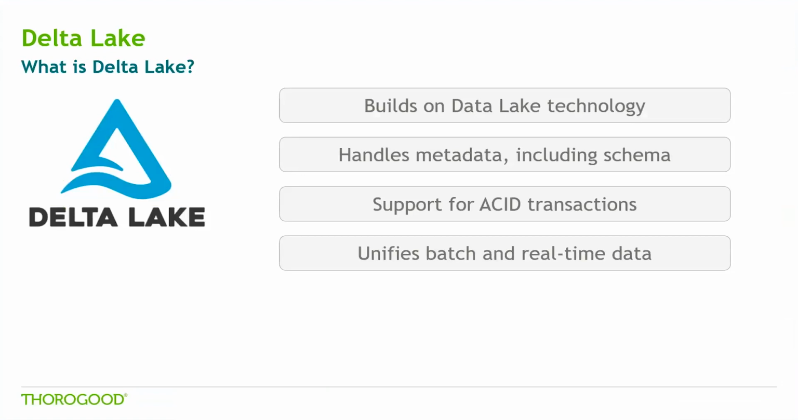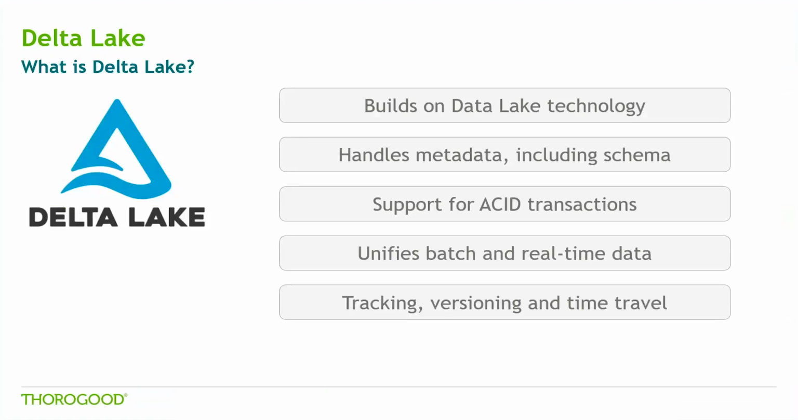And that means that without having to rewrite your analysis, you can always be running on the most up-to-date data. And you also get tracking and versioning both on the schema and the data itself. Delta Lake comes with a feature that's known as time travel that allows you to look back at the data as it was at a specified point in time.